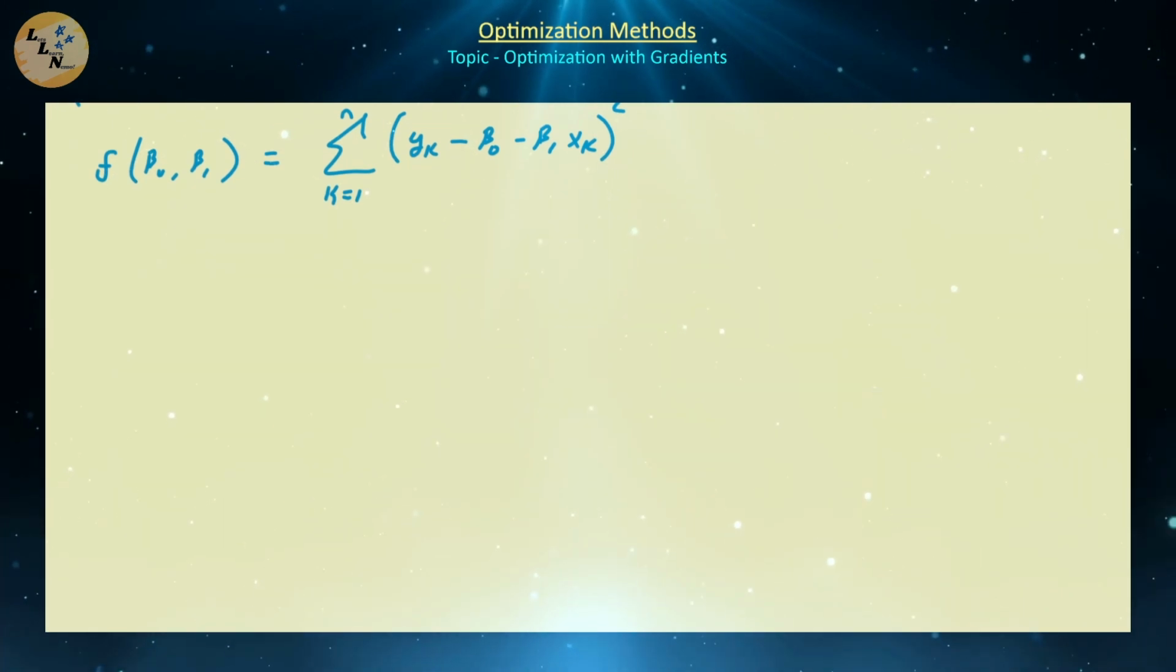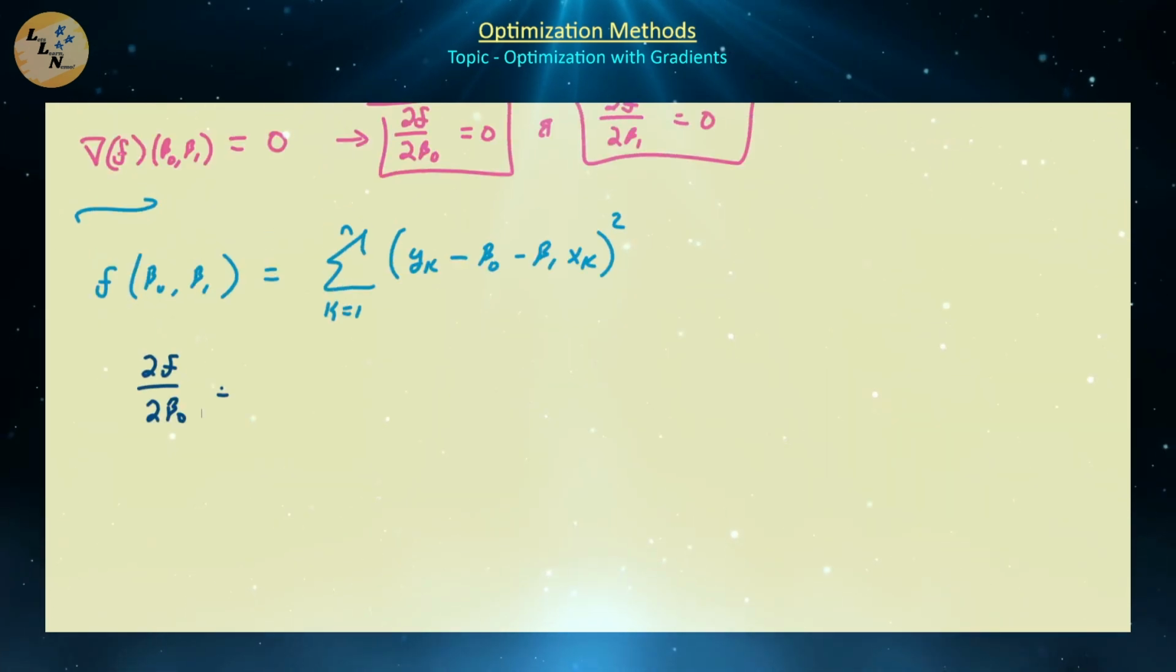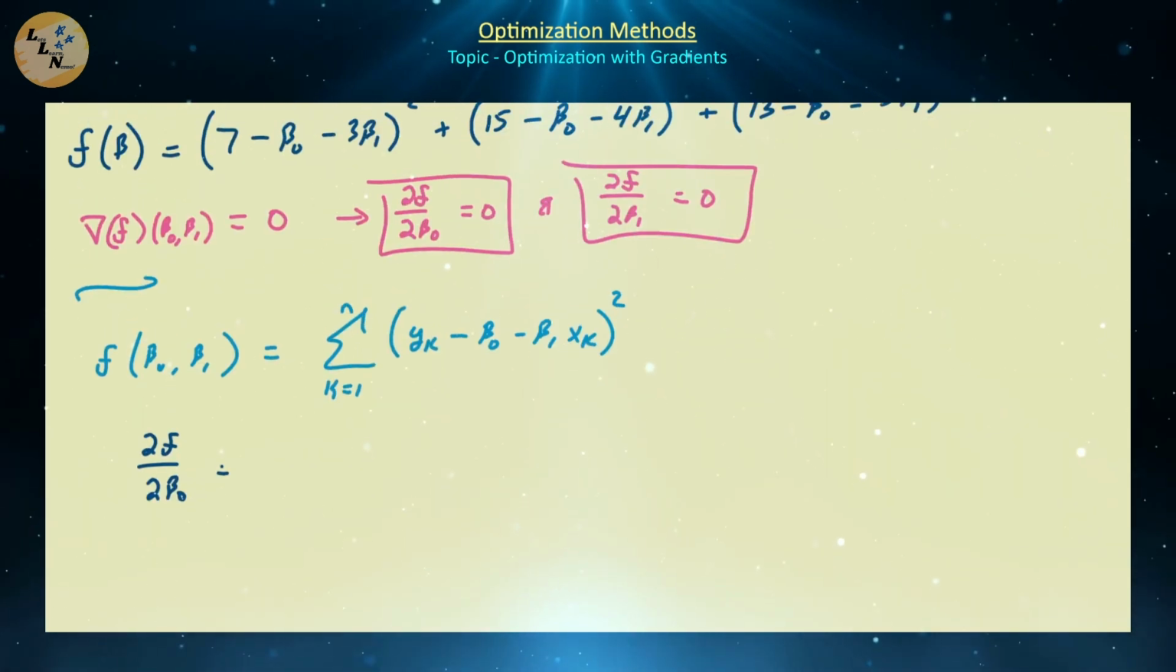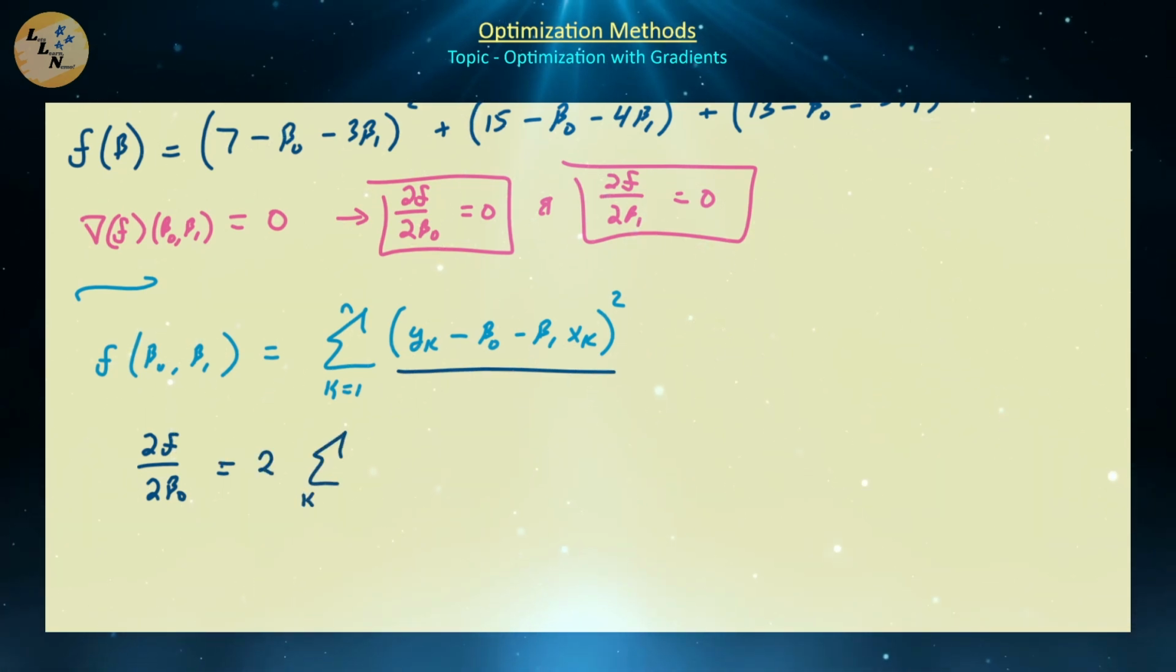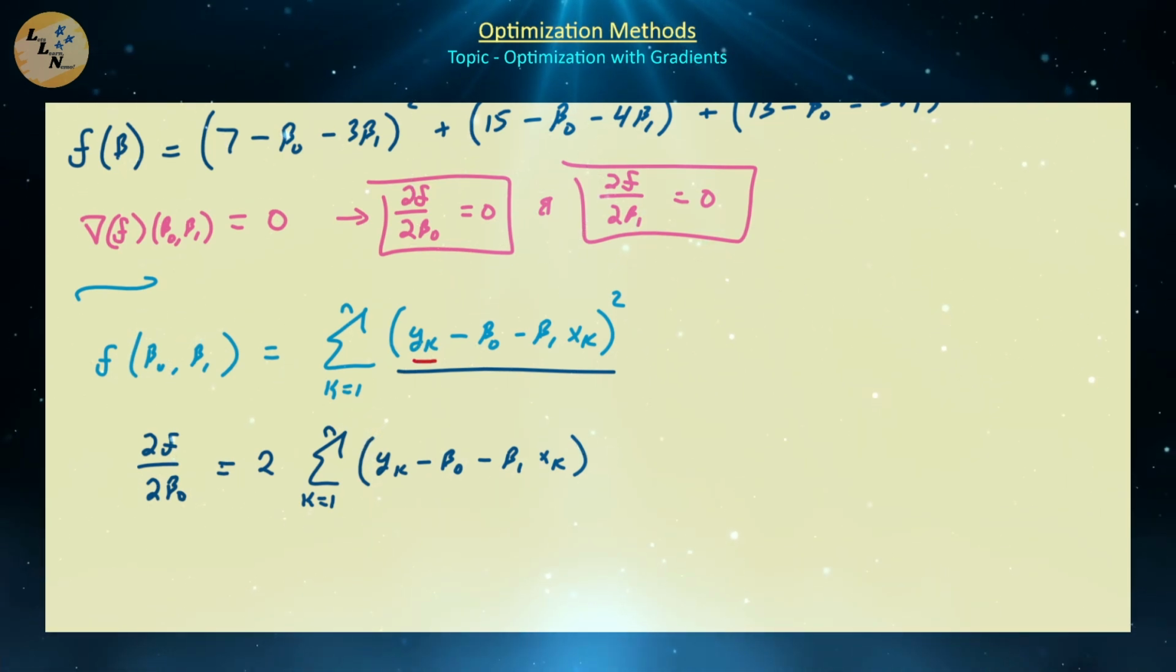So the first thing I'm going to do is take the derivative of f with respect to beta 0. Notice the derivative of a sum is just going to be the sum of the derivatives, and the derivative of something squared is just going to be 2 times something. I'm going to factor the 2 out of the sum. So we have 2 times the sum from k equals 1 to n of something, times the derivative of that interior. We're taking the derivative with respect to beta 0, which means yk is a constant, that goes to 0, beta 1 xk is also a constant, that goes to 0, and we're just left with the negative 1 in front of the beta 0, so I'm just going to put that at the end.